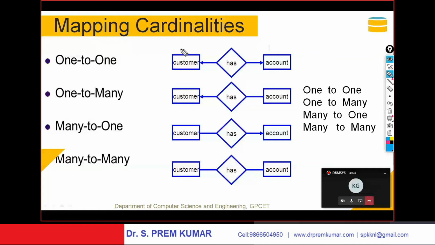For example, lecturers and students. I'll say lecturers here and students here, and I put an arrowhead. Each lecturer is teaching only one student. If there is an arrowhead, that implies it is one. One lecturer, one student. 10 lecturers, 10 students. Something like that. That is called one-to-one relation.